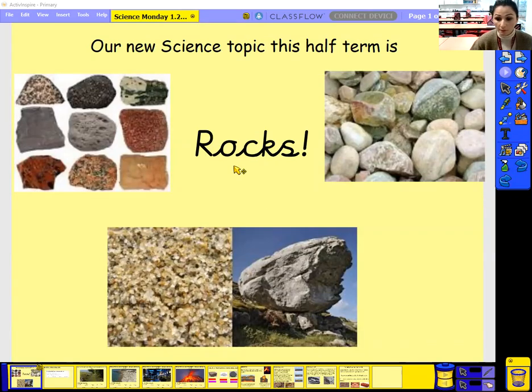Now, if you remember from Friday, we decided to switch it around a little bit, didn't we? So we did art on Friday. So today we're going to do some science. And you might notice that we are doing a different science topic today. So we are doing rocks, and we'll probably be doing this to the end of the term as well. So let's get on with our learning today.